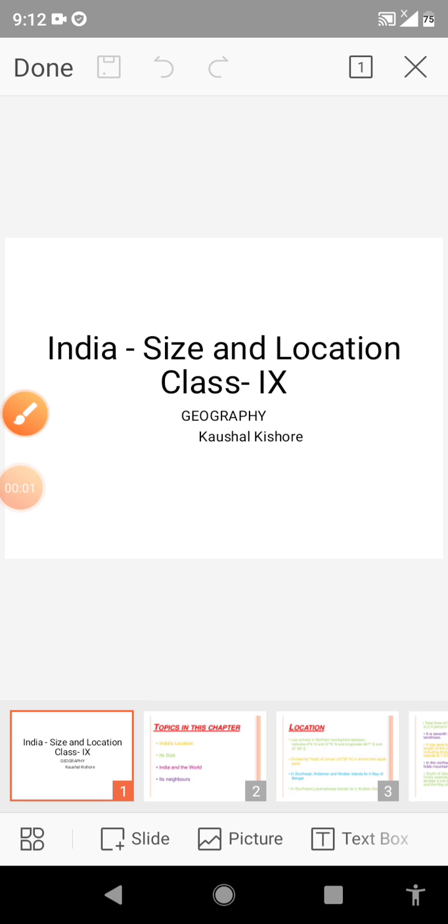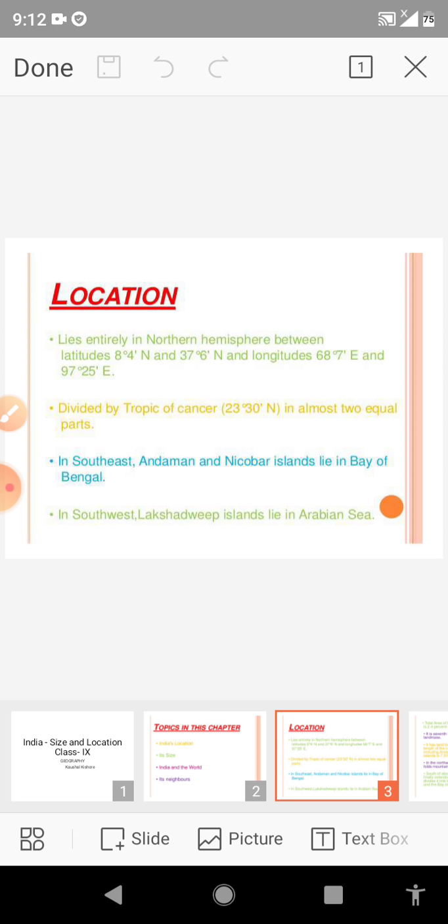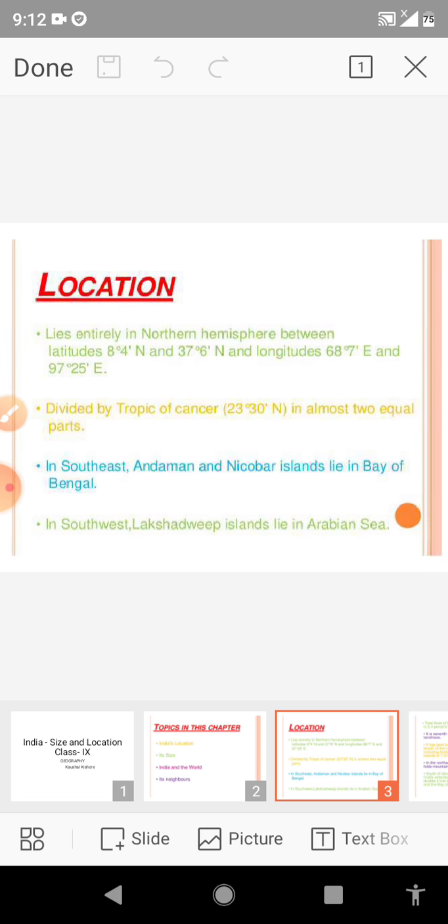Today we'll discuss the first chapter of class ninth Geography, India, size and location. In this chapter we'll discuss the location of our country, its size, India and the world. Then we'll discuss the neighbors of India. First we'll discuss the location.